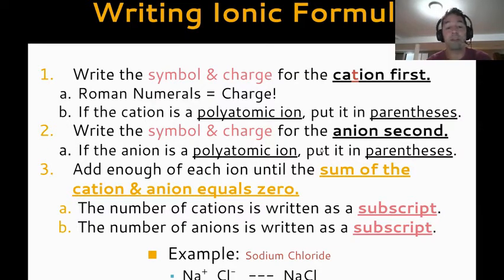So if we have a polyatomic ion, for example, SO4 -2, that's a polyatomic ion, and that's sulfate. If you have a sulfate ion, you have to put the whole thing in parentheses. So the S, the O, and the 4. Do not leave out the 4. That is part of the polyatomic ion. Then you add enough of each ion until the sum of the cation and anion equals 0. The number of cations is written as a subscript, and then the number of anions is written as a subscript.